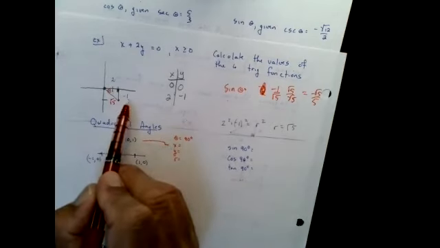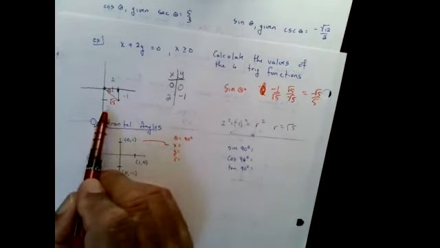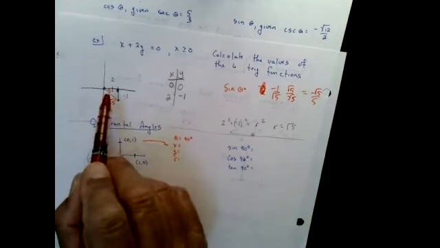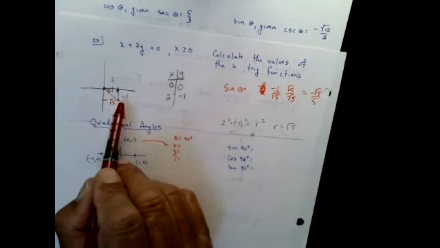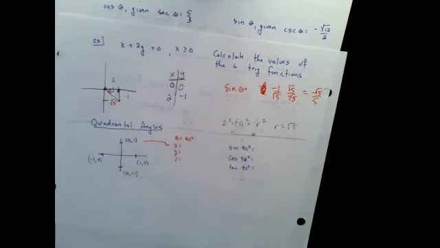Cosine, adjacent over hypotenuse, 2 over square root of 5. Finally, tangent, opposite over adjacent. Tangent is -1/2.